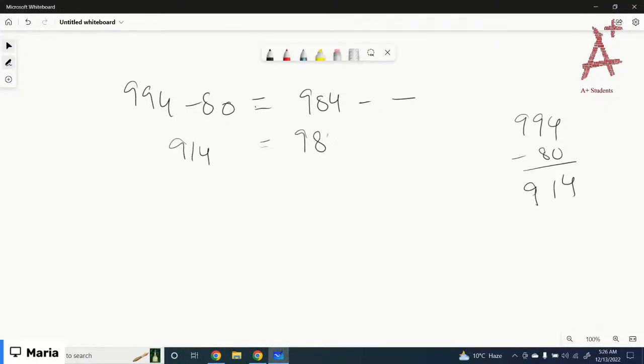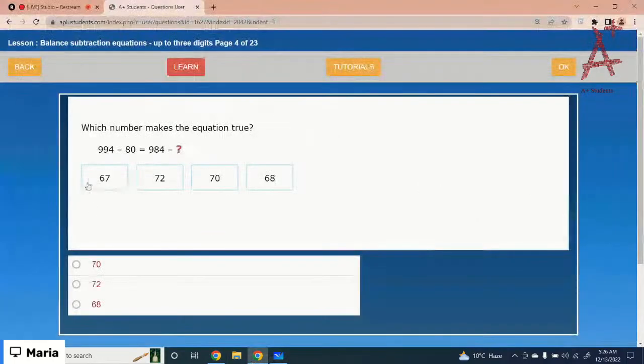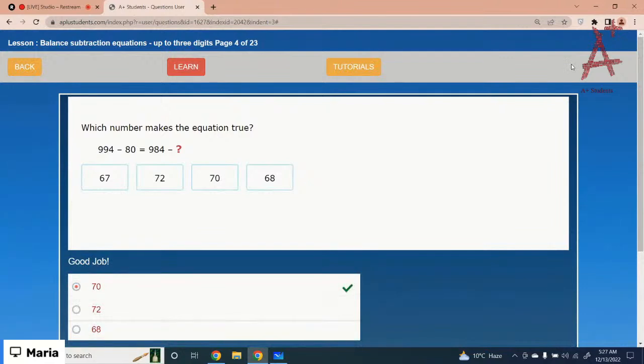And here you have 914 minus the missing number. You have to find the smaller number. Got it? So for the smaller number, you have to subtract the greater number out of the smaller one. Just subtract 984 minus 914. 4 subtract 4 is 0. 9 subtract 8 is 7. That means the missing number is 70. Got it? So the correct option is 70. Just select the correct option, then click on the OK button. Got it?